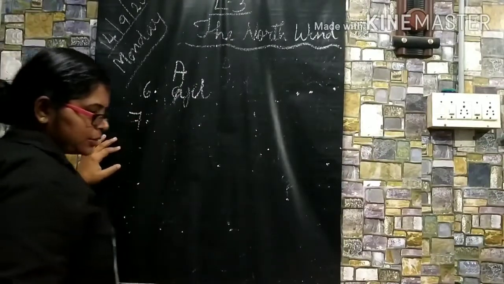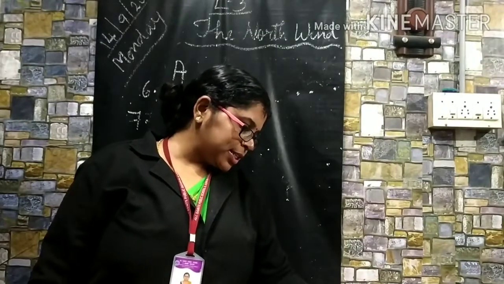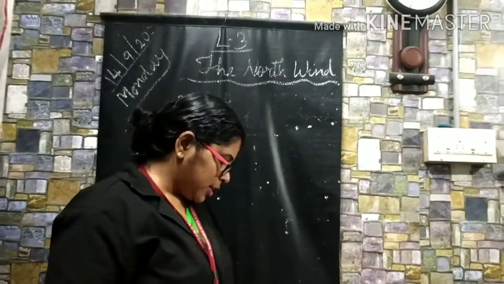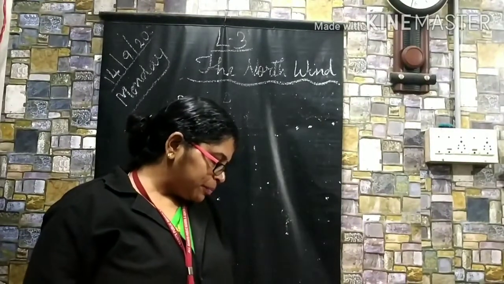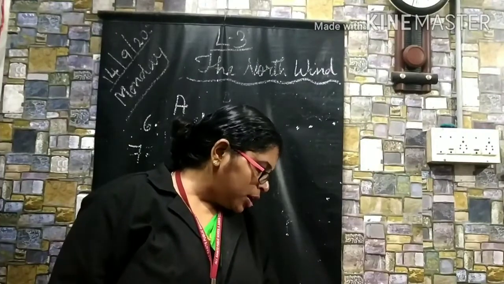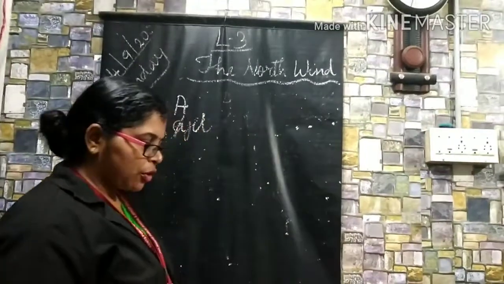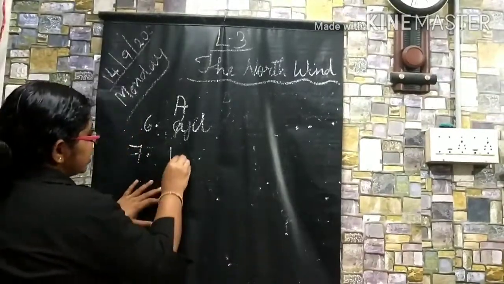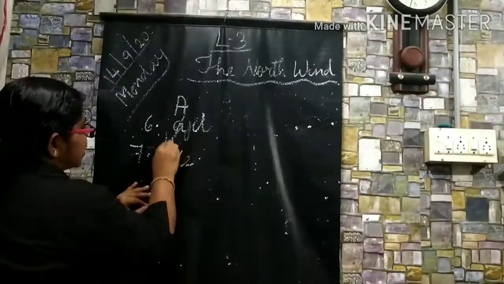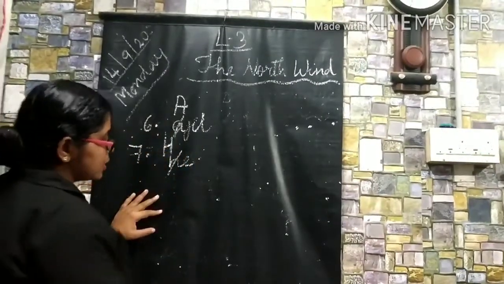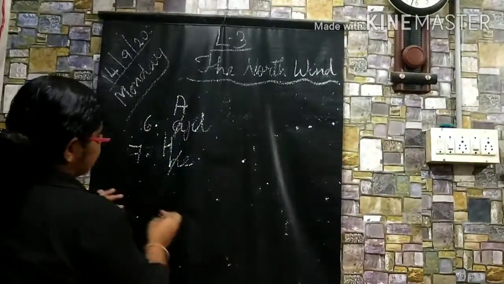Now the seventh one. He tucks the cap into the basket in front of his bicycle. Now, what happened? He tucks the cap into the basket in front of his bicycle. Here also, only "he" you have to correct. Write the H as a capital letter, and after completion of the sentence, put a full stop.